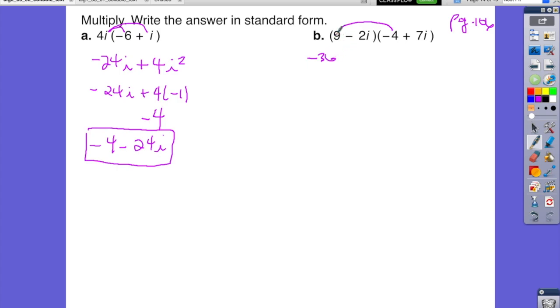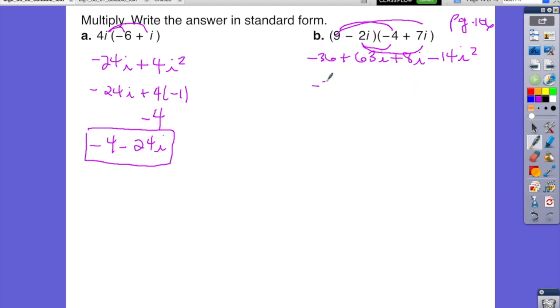Negative 36. 9 times 7i. Plus 63i. Negative 2i times negative 4. Plus 8i. Negative 2i and positive 7i. Negative 14i squared. Okay, now we're going to combine like terms.